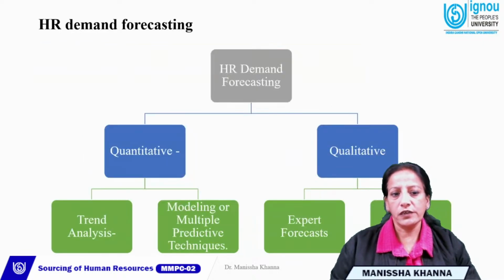HR demand forecasting refers to the demand forecasting of the human resources or the workforce analysis. It is done either on the quantitative or qualitative part. When we say quantitative, it is trend analysis, and it is done by modeling on multiple predictive techniques. Trend analysis refers to when an industry has a certain trend going on, and they come up with figures on how much workforce is required to fulfill that particular demand.